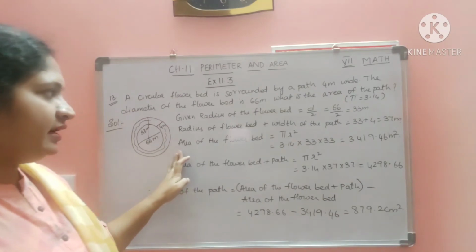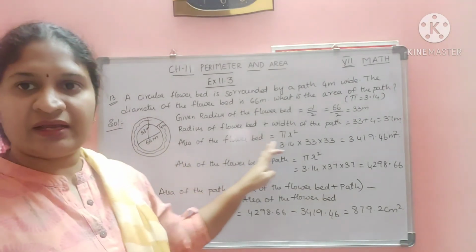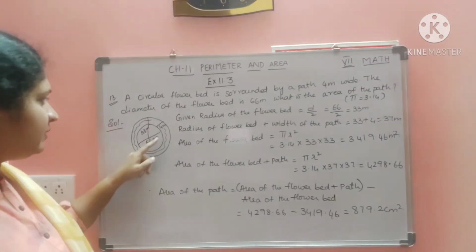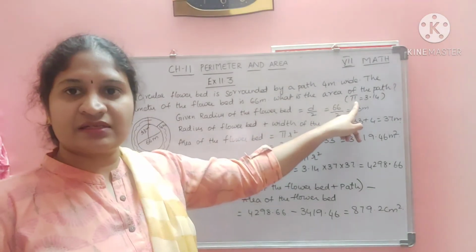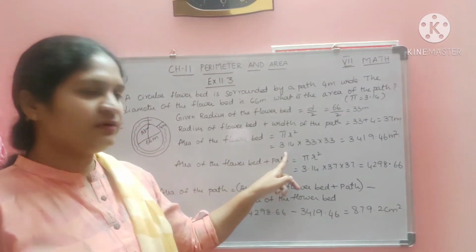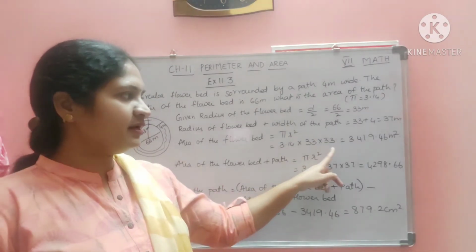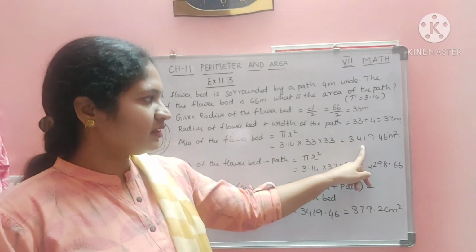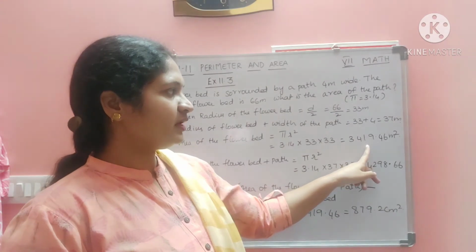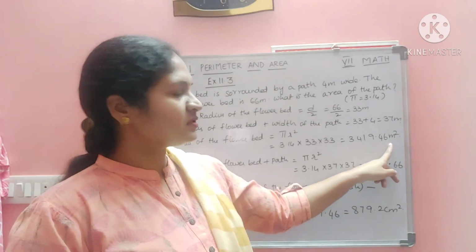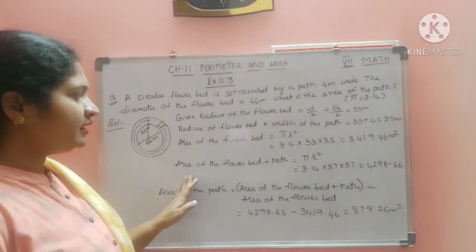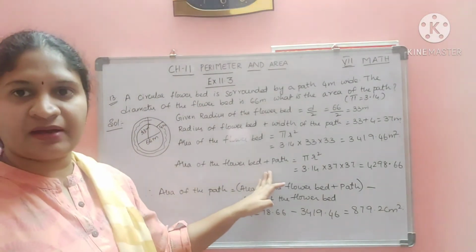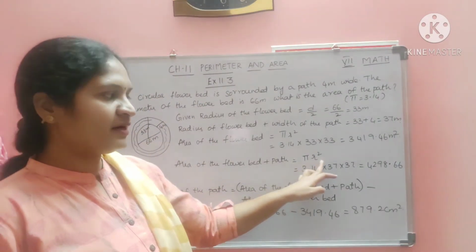Okay. So the area of the flower bed will become πr². Area of the flower bed is πr², which is equal to, here they have given π as 3.14, so 3.14 into 33 into 33. Here I got it as 3419.46 meter square.